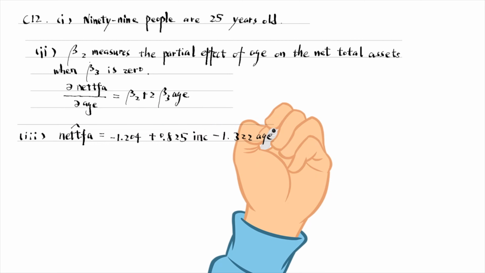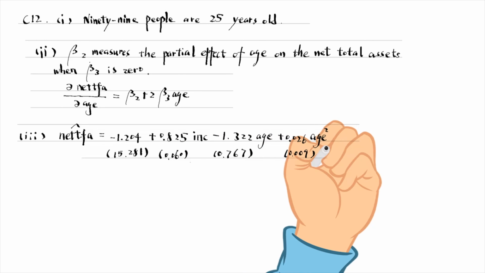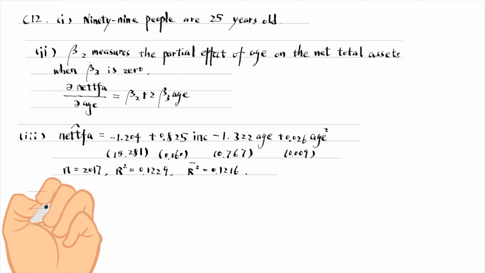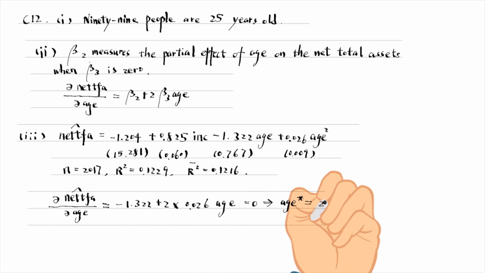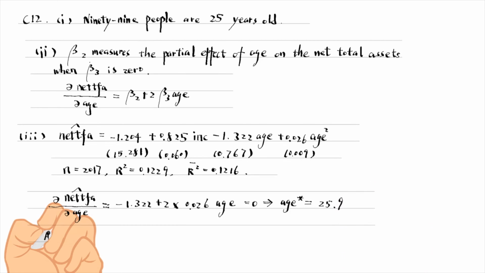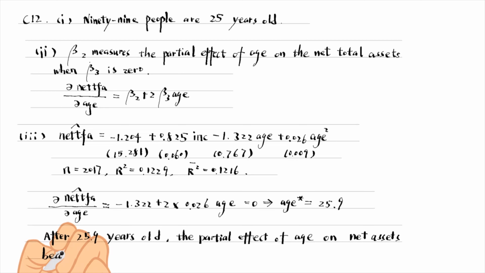For the third part, the estimated equation is as follows. The turning point for the partial effect of age on net assets is 25.9 years old. After that, the partial effect of age on net assets becomes positive. Most people are older than 25 in the sample. So I'm not worried about the negative coefficient on age.